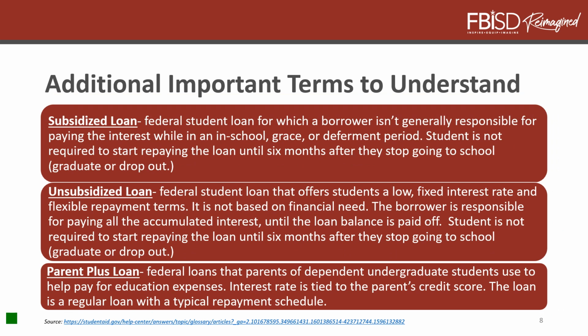Subsidized loans. Subsidized loans are federal student loans for which the borrower is not generally responsible for paying interest while they are in school, during the grace period or deferment period. The student is not required to start repaying the loan until 6 months after they stop going to school. That is either they graduate or they drop out. So subsidized loans are going to be based on the parent income level.